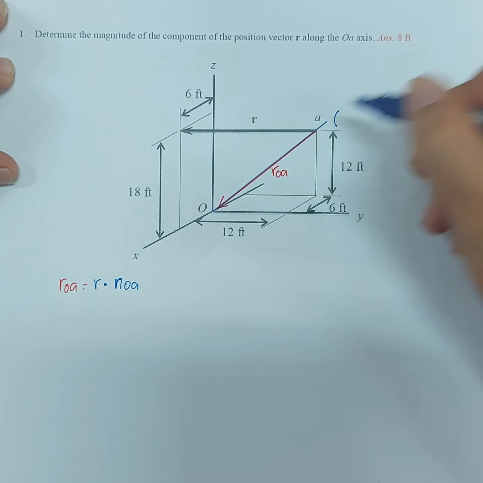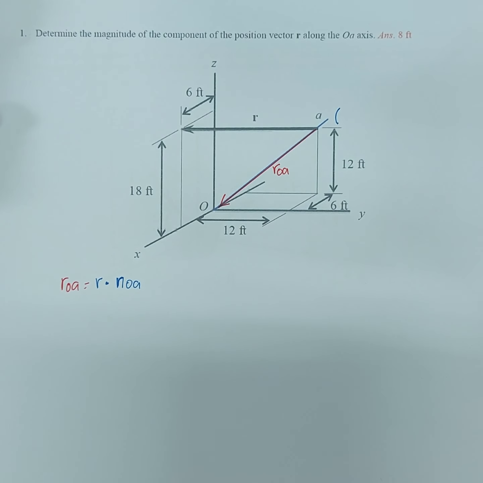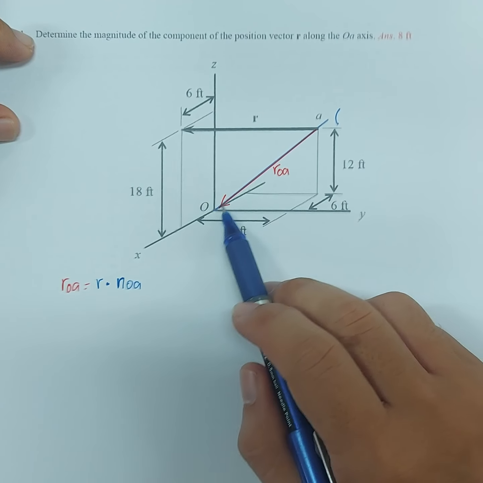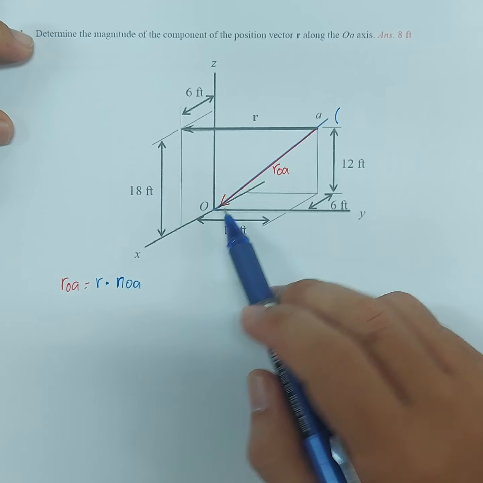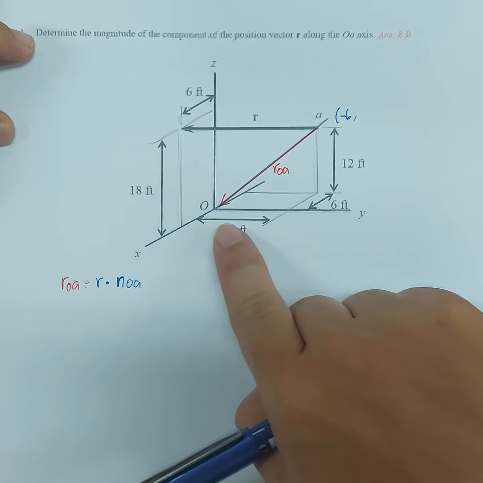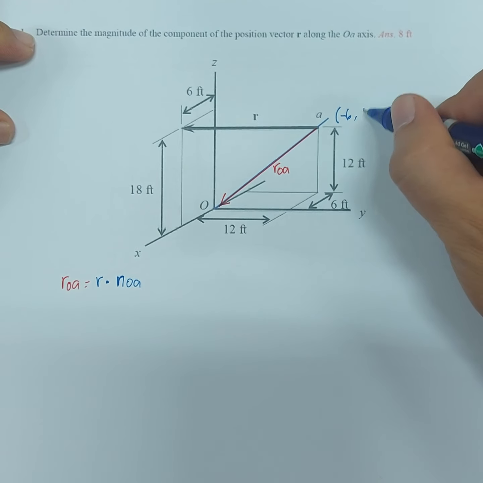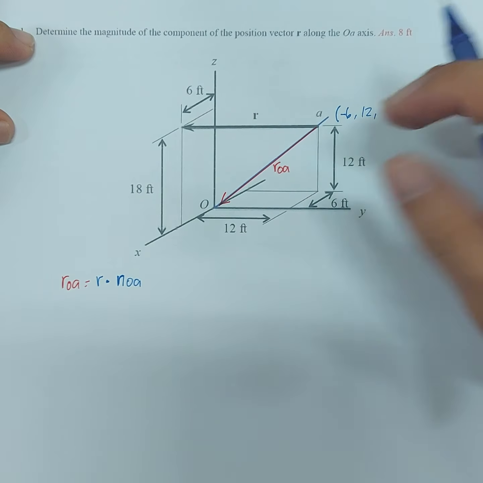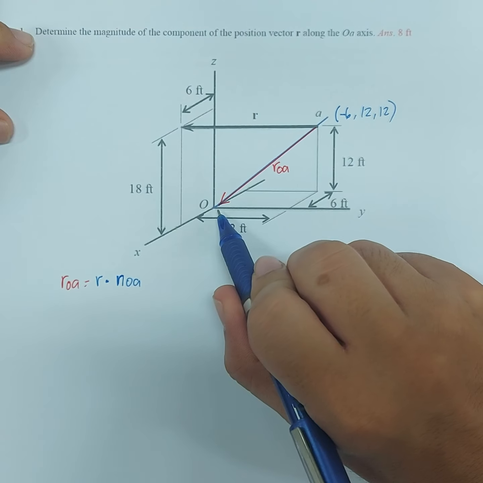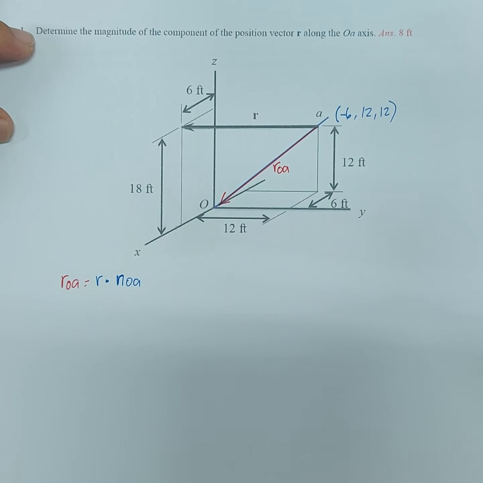Let's get the coordinates of point A. What are the coordinates of point A? The x coordinate of point A is negative 6. Hope that is clear in the video. The y coordinate is positive, so that is 12. And the z coordinate is also 12, positive since it is upwards. And of course the origin O is 0, 0, 0.